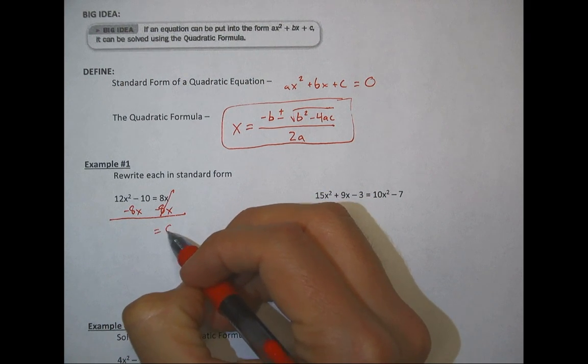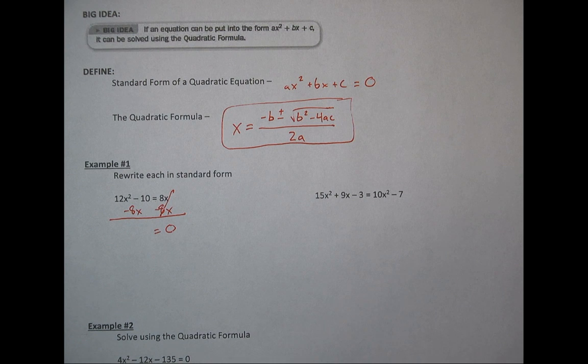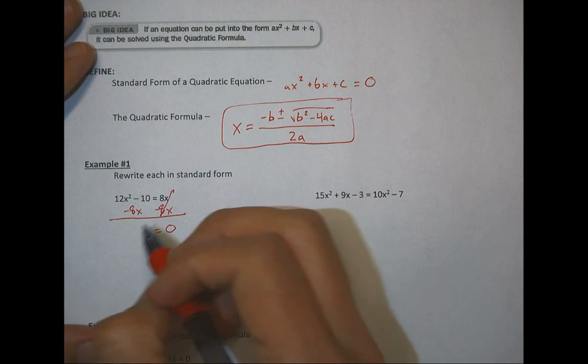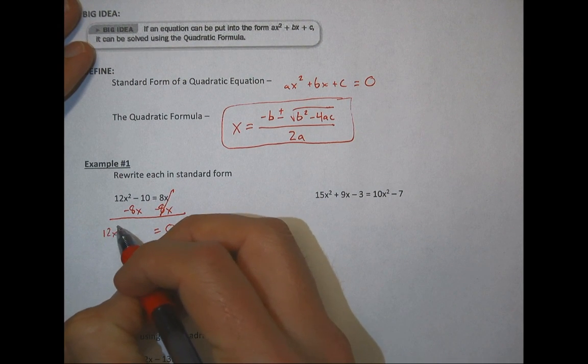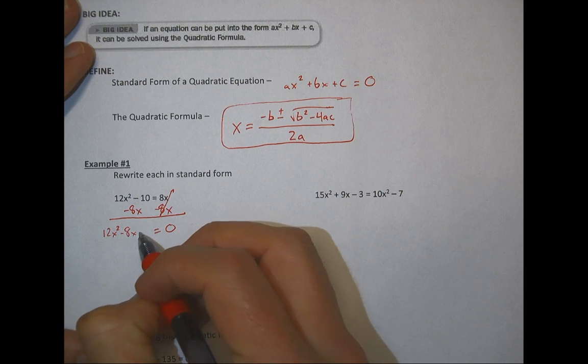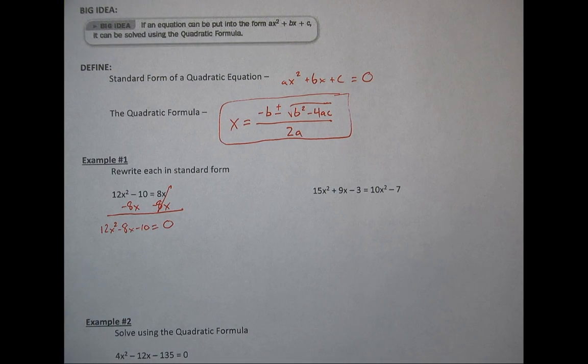So the right side clears out. So it's 0. And that's what we're trying to get. And then this side just stays in line. So it's 12x squared minus 8x minus 10. And that's it.